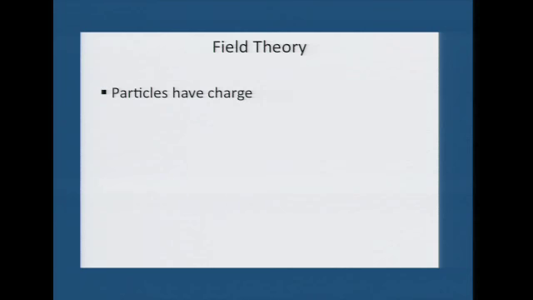According to field theory, particles have a property called charge. And this charge can be positive or negative. For example, electrons have negative charge, and positrons and protons have positive charge. This classification into positive and negative goes back to Ben Franklin. Okay, but let's stick with the important ideas. So the important idea here is particles have charge.